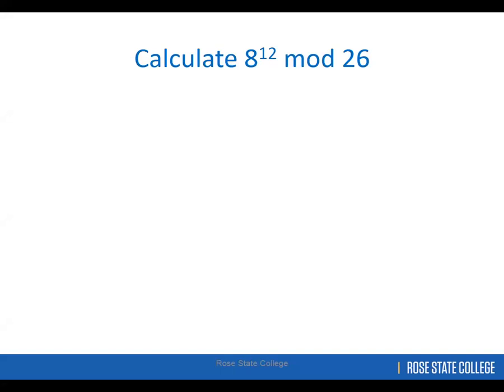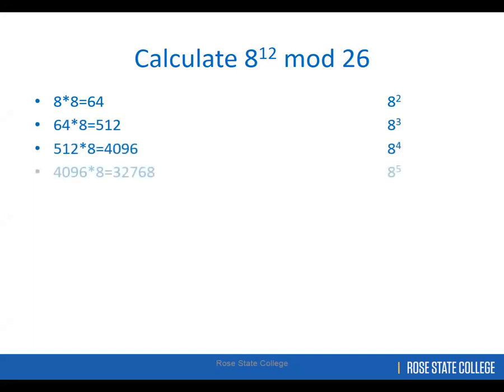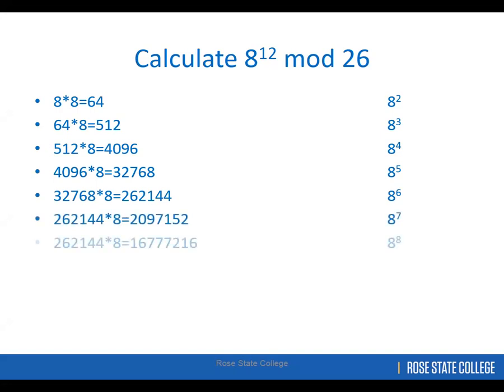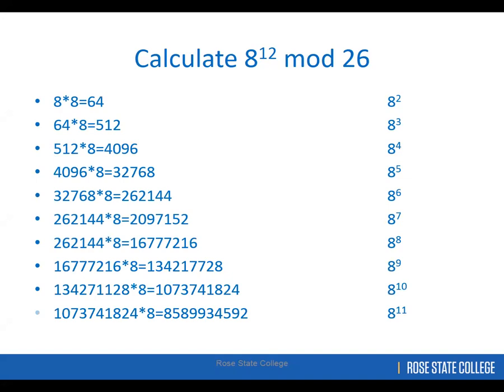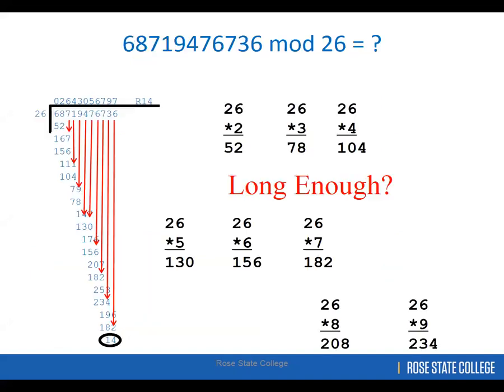So if we were to calculate 8 to the 12th mod 26, that would take a while. Do y'all agree? You would do 8 times 8 is 64, times 8 is 512. Y'all could do this by hand. You wouldn't need a calculator for this. You wouldn't want to, but you could. It'll just take a while, and the odds of you making a mathematical error somewhere is pretty darn high.